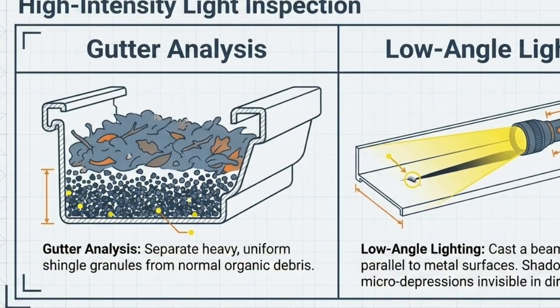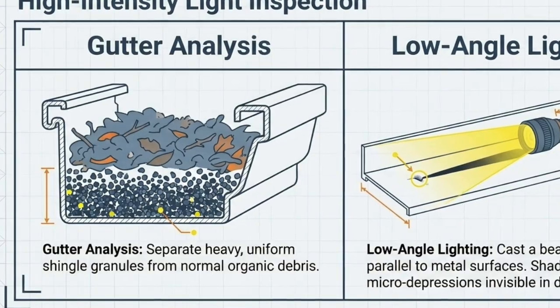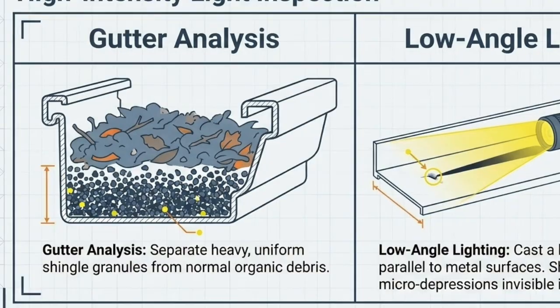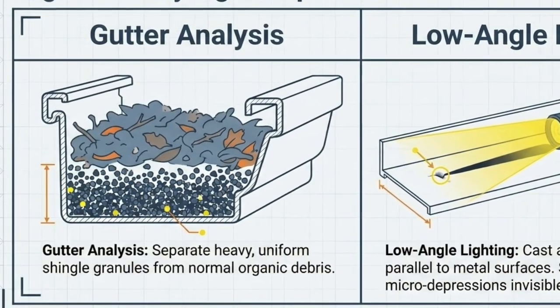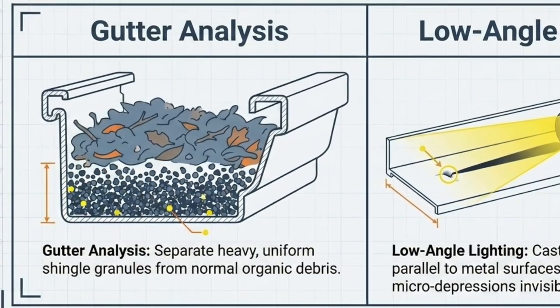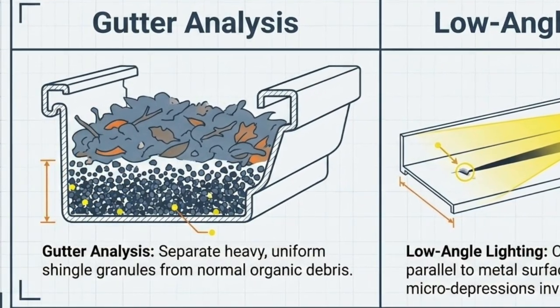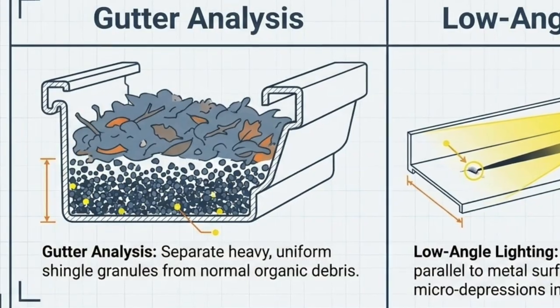But wait, didn't you say earlier that roofs naturally lose granules as they age and bake in the sun? How does a pile of sand in the gutter prove a storm happened? Context is everything here. You are absolutely right. A 15-year-old roof is going to shed granules naturally as the asphalt dries out and the adhesive bonds fail.